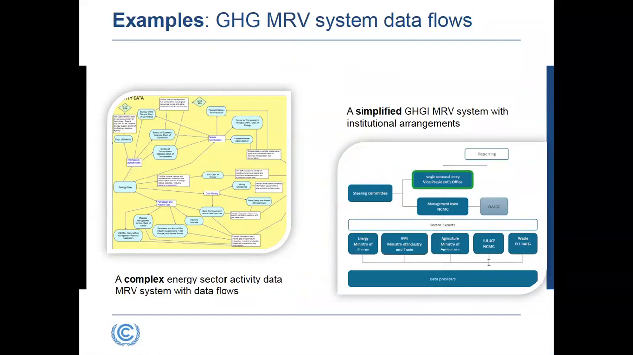And this is an example of one I did for the U.S. greenhouse gas inventory years ago for one sector. And then along with that, obviously, you need the institutional arrangements. So there's the flow of the actual data, and then there are the people who are going to make that flow happen, and who's going to be in charge of what. And so mapping those institutional arrangements in some sort of hierarchy is also a useful step. Next slide.